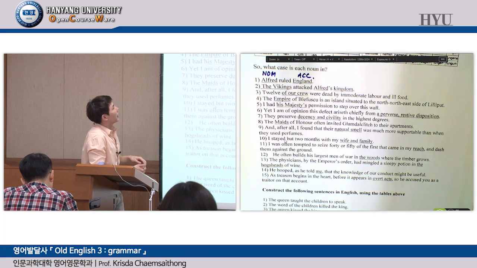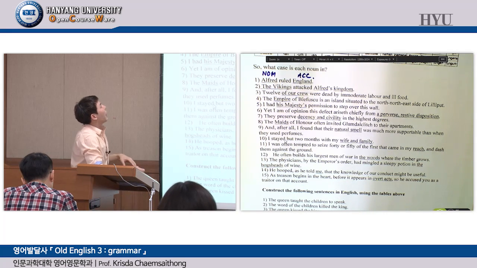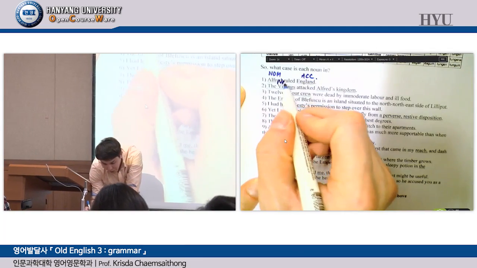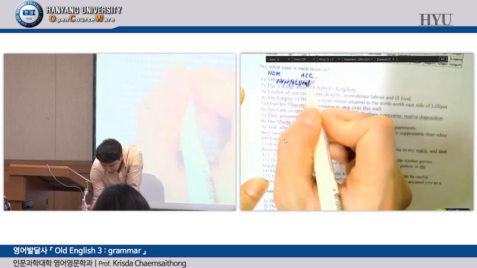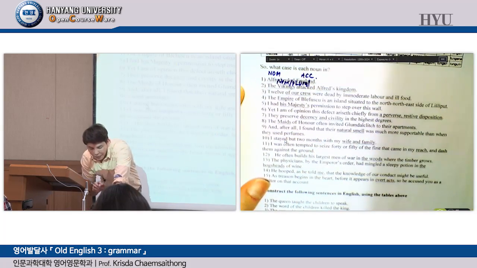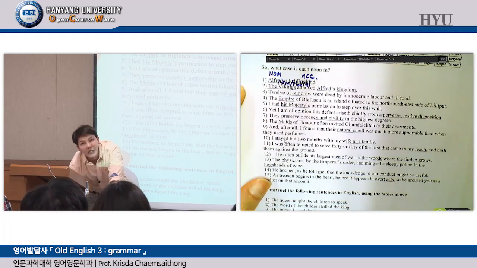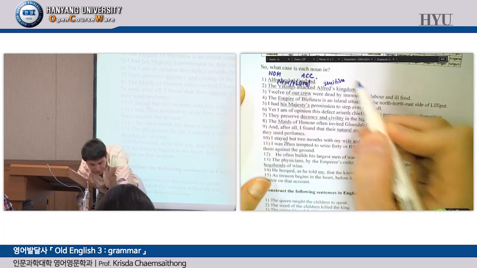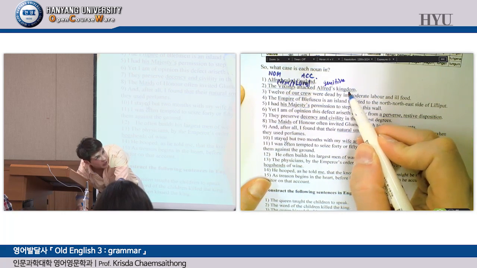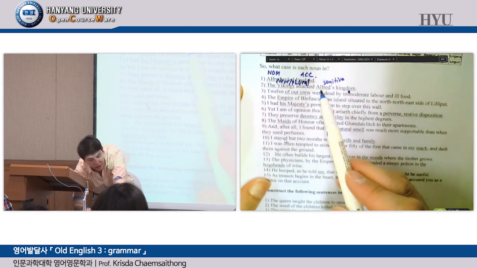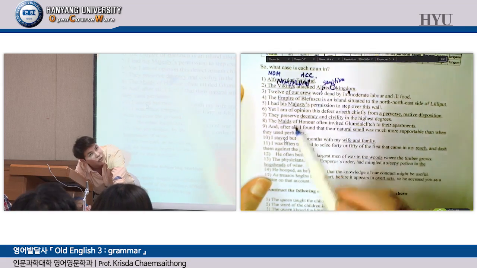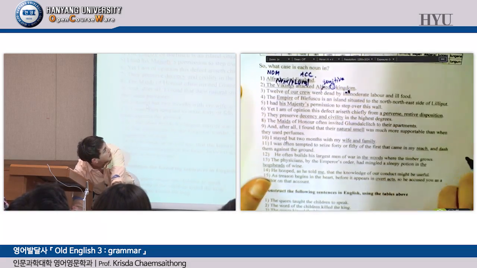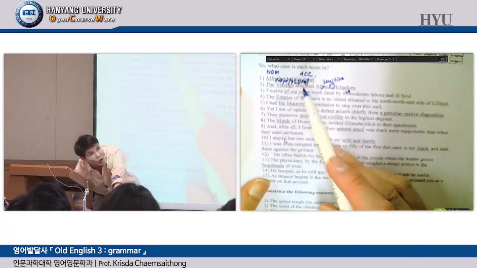Number 2, the Vikings attacked Alfred's kingdom. Now the Vikings, what case? Easy, nominative, and also plural. Nominative, plural, case and number. Alfred's kingdom: which one is genitive? Alfred's. So Alfred is genitive. Kingdom is not genitive, because what's genitive is Alfred, which is marked with an apostrophe s. So kingdom is what case? Accusative. Attack what? Attack kingdom.